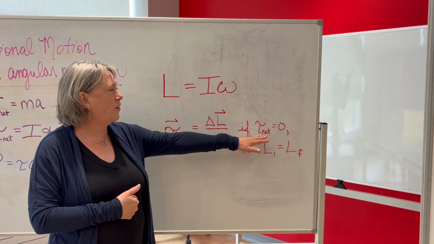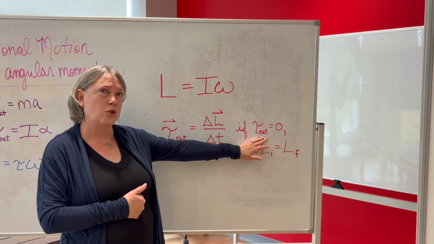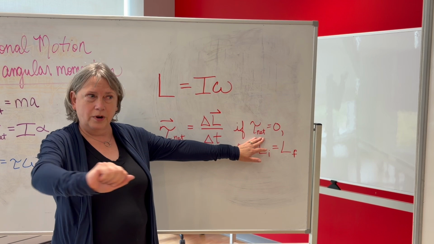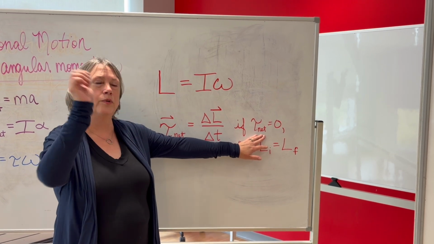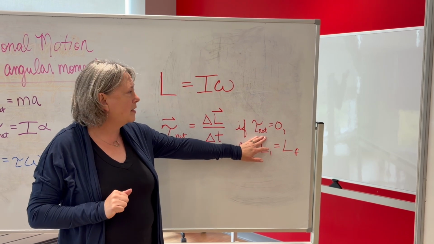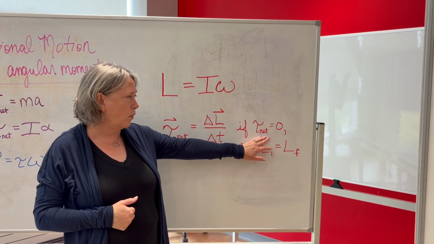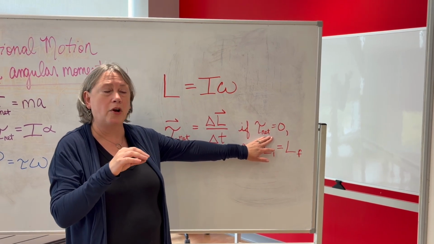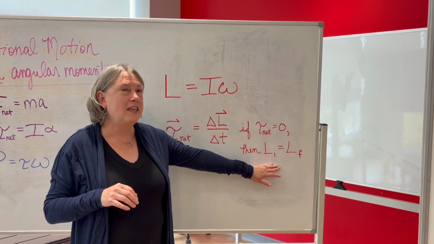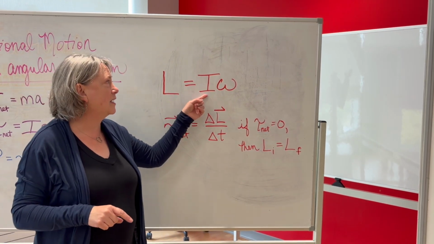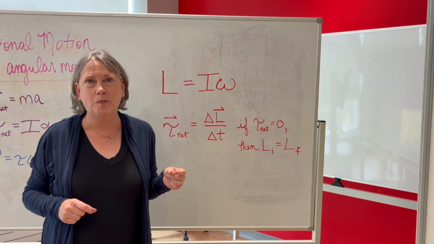That, if there isn't an outside net torque, so we're not adding rotational energy or removing rotational energy from a system. If there's no net torque, no net twisting motion being put on the system, then the angular momentum is conserved, where angular momentum is defined as moment of inertia times angular speed.